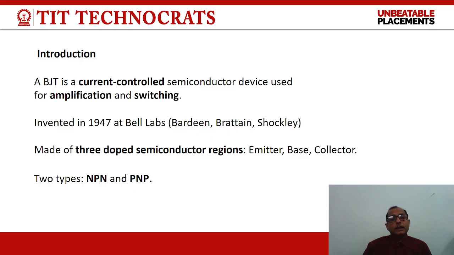It has been invented in the year 1947 at Bell Labs. This BJT is made up of three doped semiconductor regions: emitter, base and collector. There are two types of bipolar junction transistor, NPN and PNP.